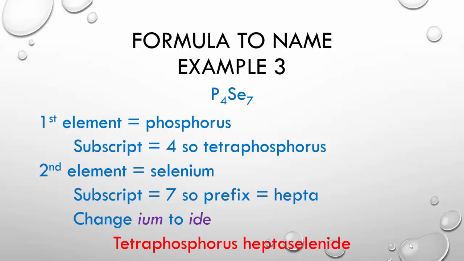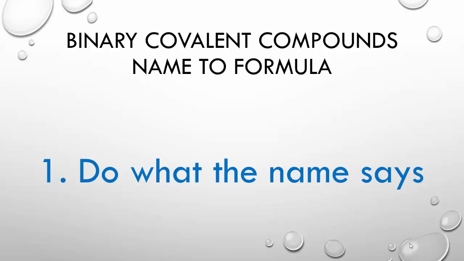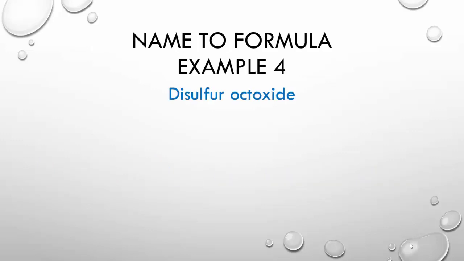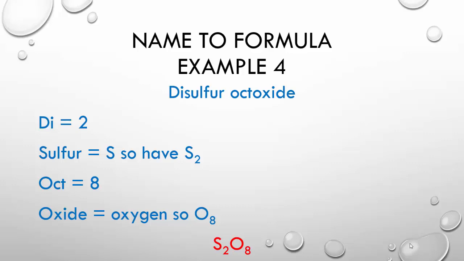So now you are experts in how to go from formula to name. Let's reverse a little bit, name to formula. The steps are very, very simple because there's only one step. Do what the name says. So let's go with example 4, disulfur octaoxide. Di, 2, sulfur, S, so you have S2. Octa, 8, oxide, oxygen, so you have O8. So the answer must be S2O8.